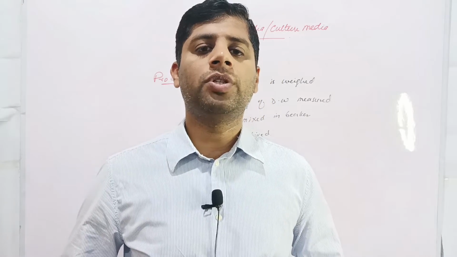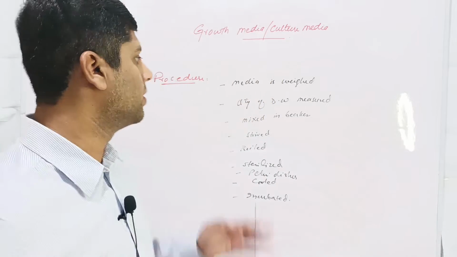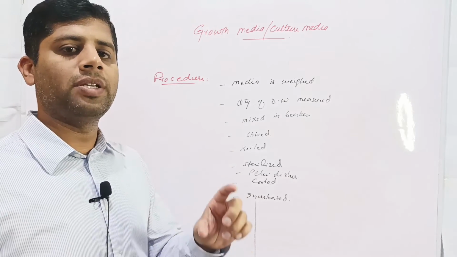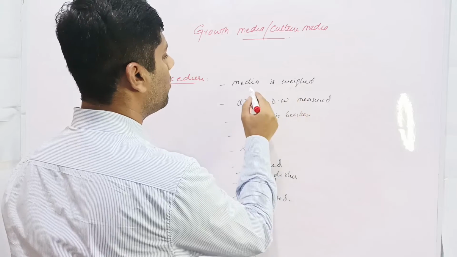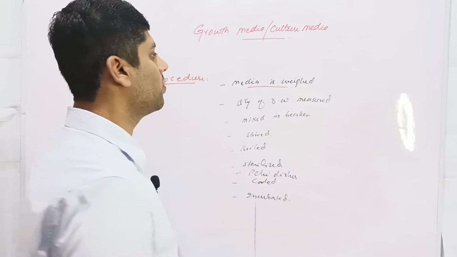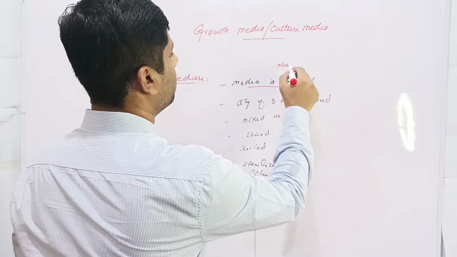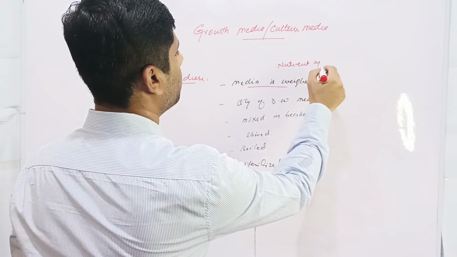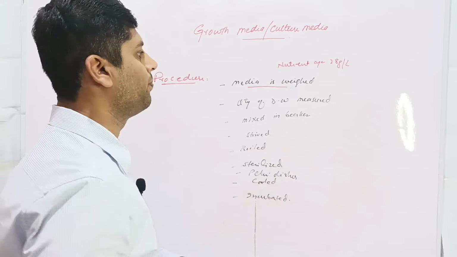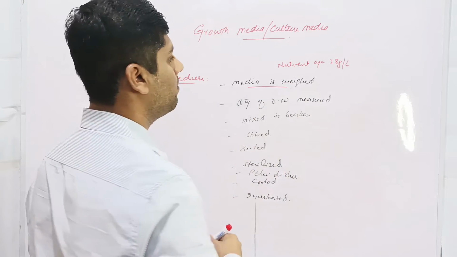Now the last and most important step of media preparation is the procedure of media preparation. As we know that the media is available in powder form, so you have to weigh the media as per the manufacturer's instructions, and today we are going to prepare nutrient agar. For nutrient agar, we have to weigh 28 grams of the media in 1 liter of distilled water. So the media is weighed on the physical balance.